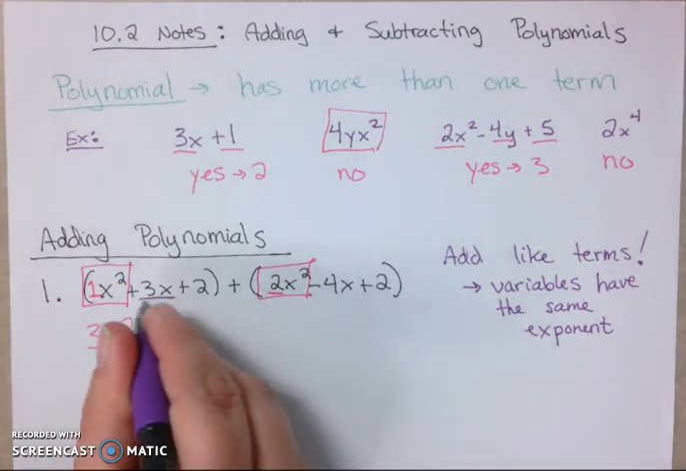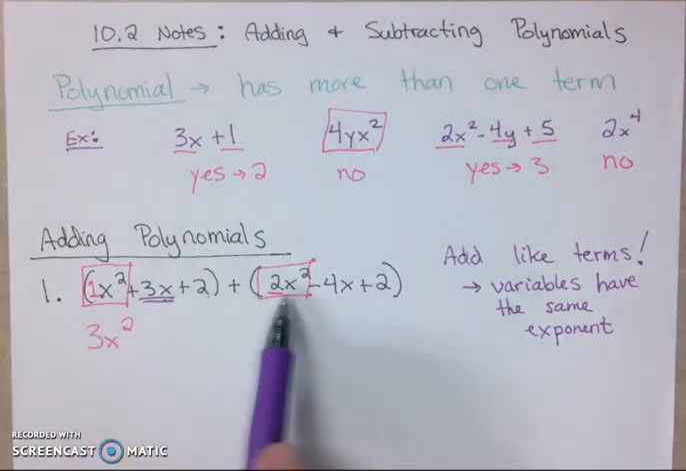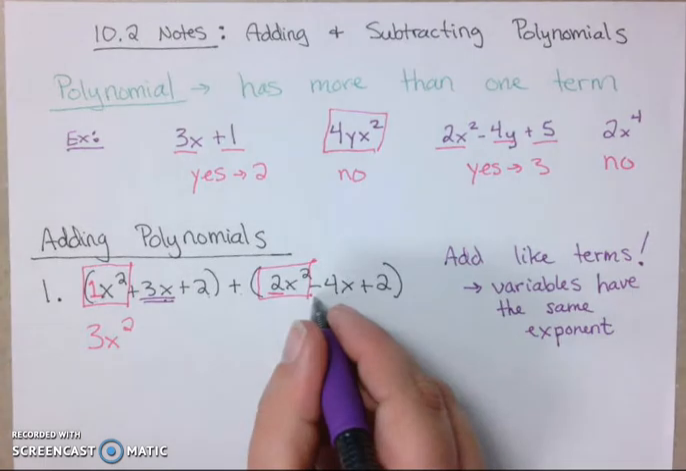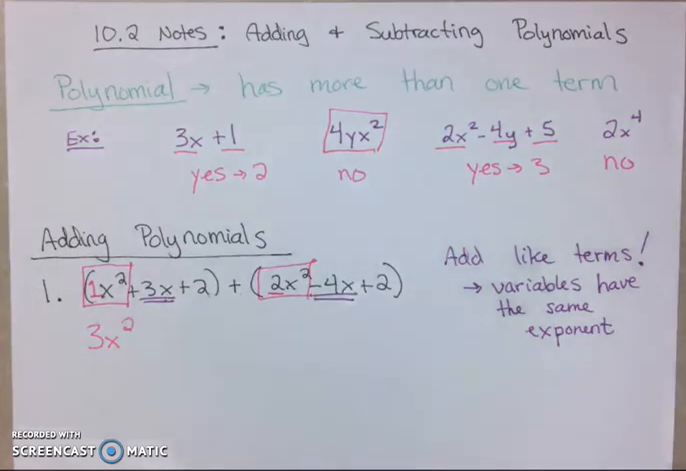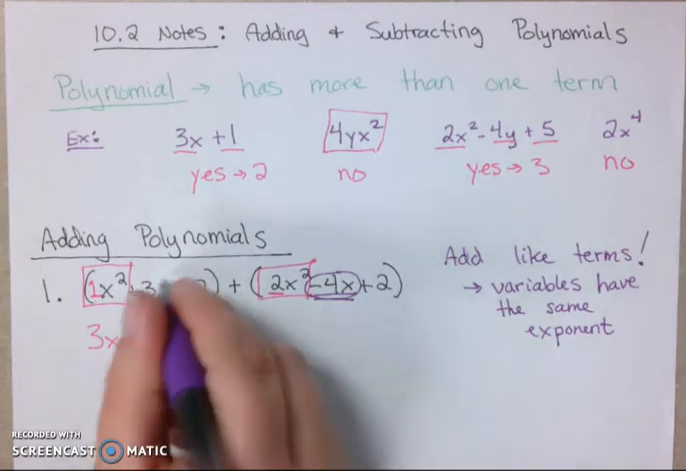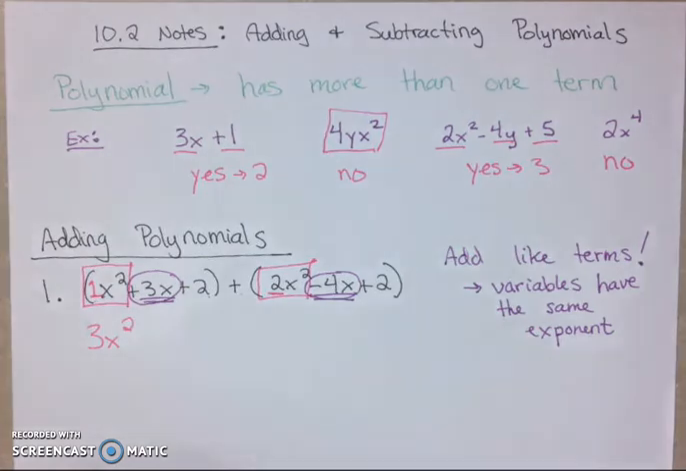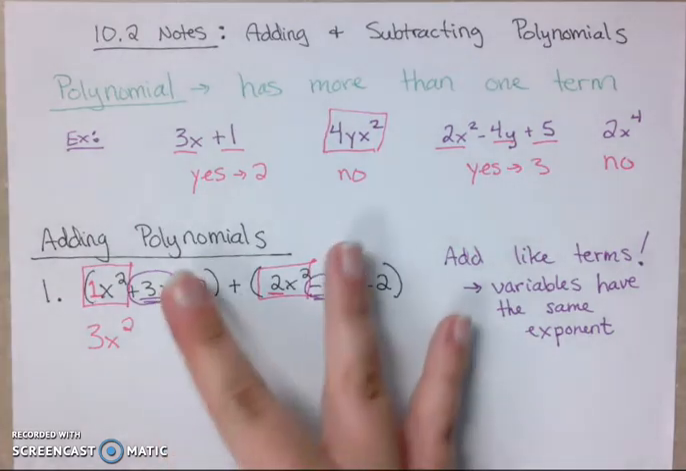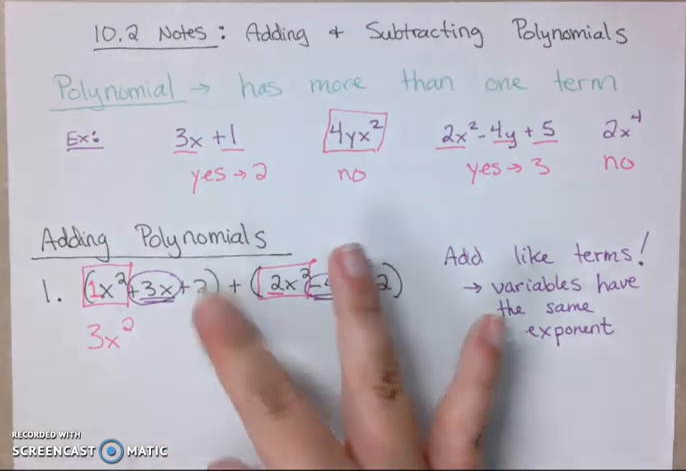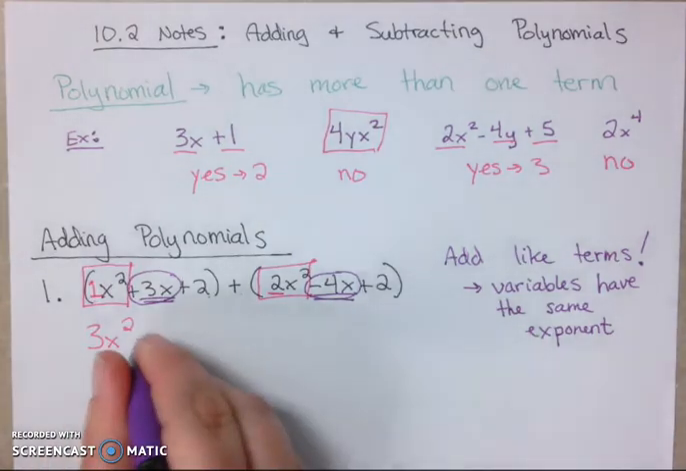Okay, now I'm going to look at my 3x. Are there any other x's to add to it? Right here is minus 4x. Always take that sign with the number. So I have 3x minus 4x. So all I'm doing is I'm taking 3 and I subtract 4. 1, 2, 3. To get 4, it's going to be negative 1.